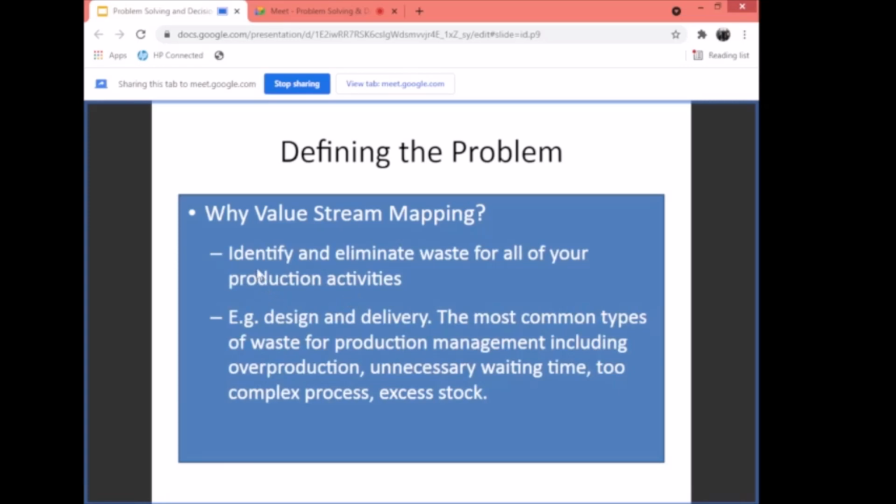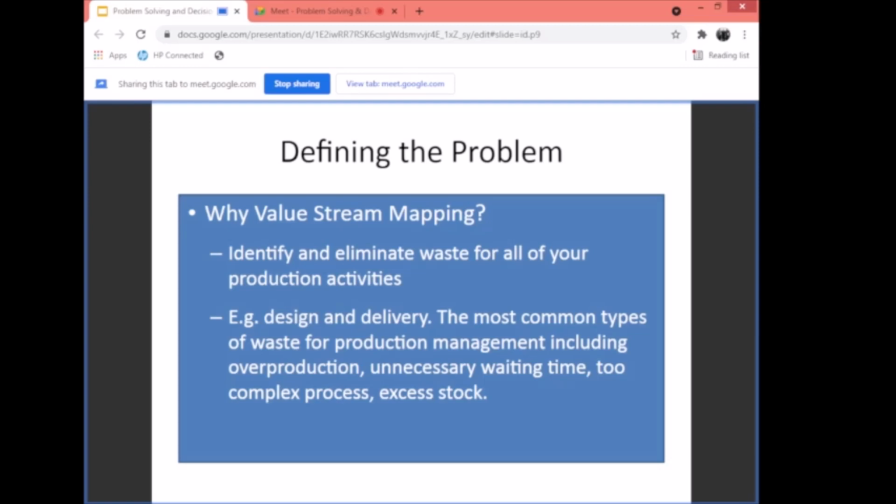So value stream mapping again: identify and eliminate waste for all of your production. What you do, in terms of value stream mapping, is look at every aspect of the process. All the processes should be looked at, and look for the one that's giving you too many issues. In terms of design, methodology, the people working the process, the utilities, and other resources.